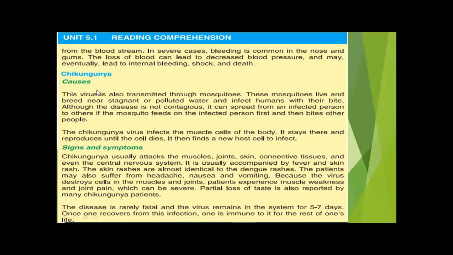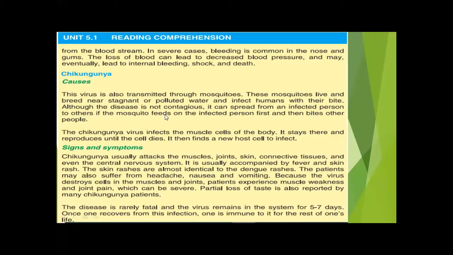Now I'm going to read out the causes of chikungunya. This virus is also transmitted through mosquitoes. These mosquitoes live and breed near stagnant or polluted water and infect humans with their bite. Although the disease is not contagious, it can spread from an infected person to others.